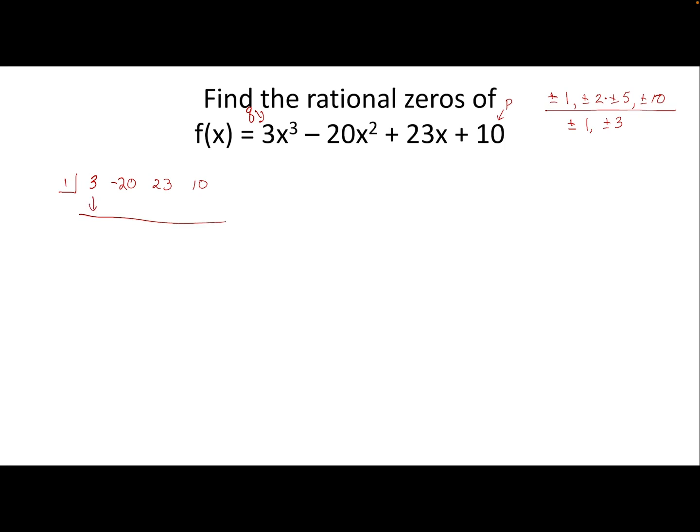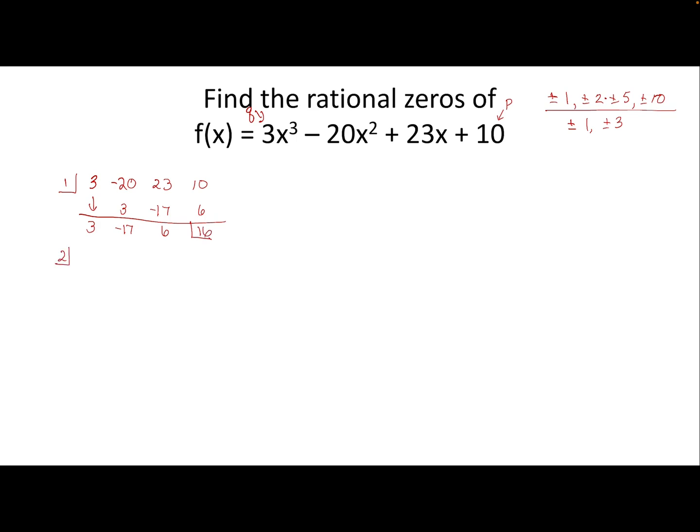When we try 1, 3 comes down. We get 1 times 3, which is 3. Negative 20 and 3 is a negative 17. 1 times negative 17 is a negative 17. 23 minus 17 is 6. 1 times 6 is going to get us 6, and 10 and 6 is 16, not a 0.